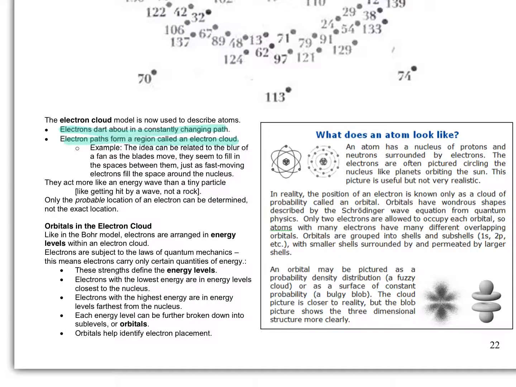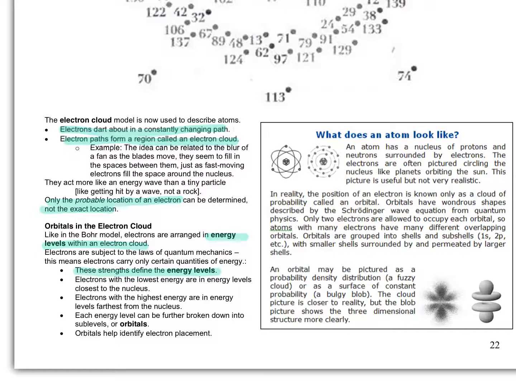So we've been talking about these wavelengths and the way that the electrons produce them. Well, these electrons themselves act more like a wave. And because of this, we can only find the probable location of an electron, not the exact location. So like in the Bohr model, electrons are going to be arranged in energy levels within the electron cloud. Those electrons are subject to the laws of quantum mechanics, which means that the electrons carry only certain quantities of energies. These strengths define the energy levels.